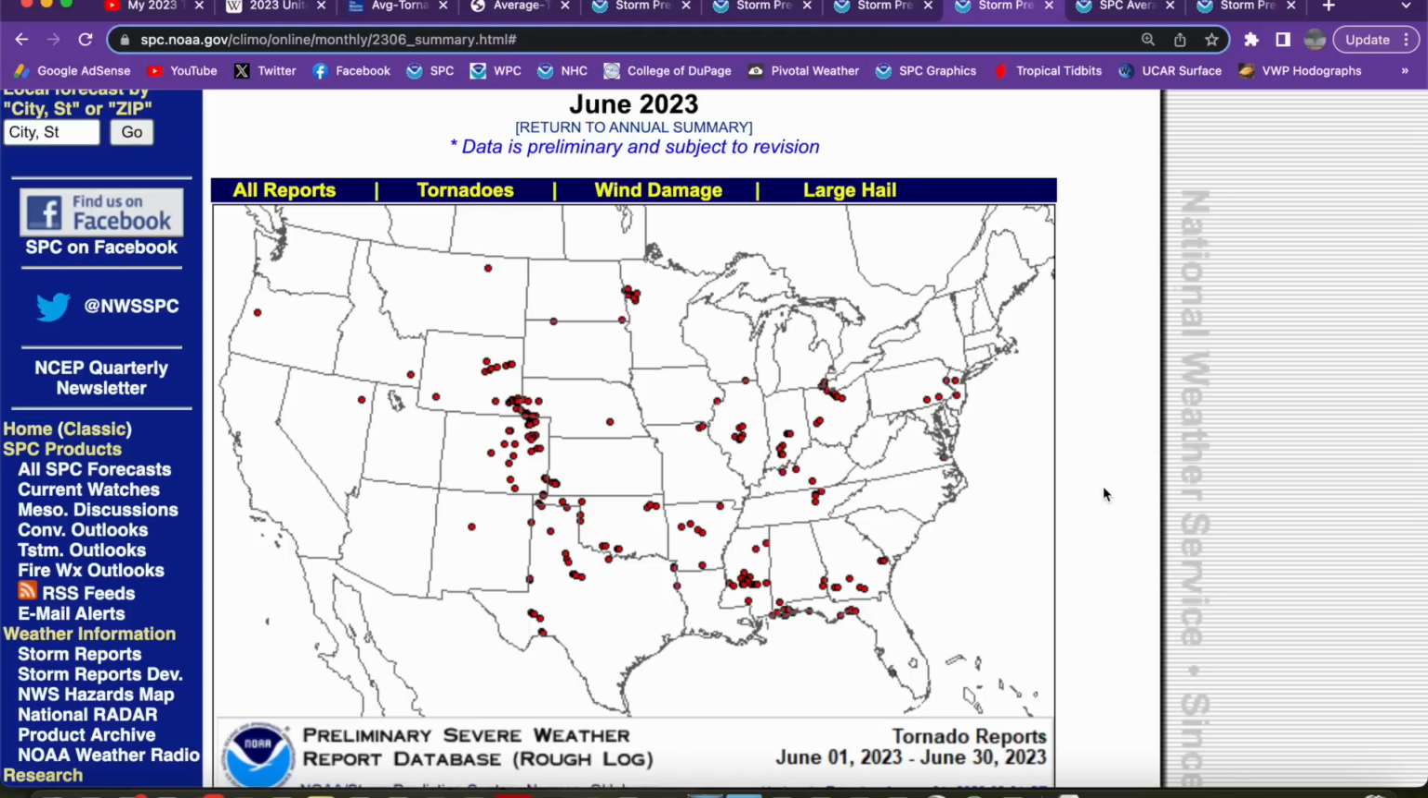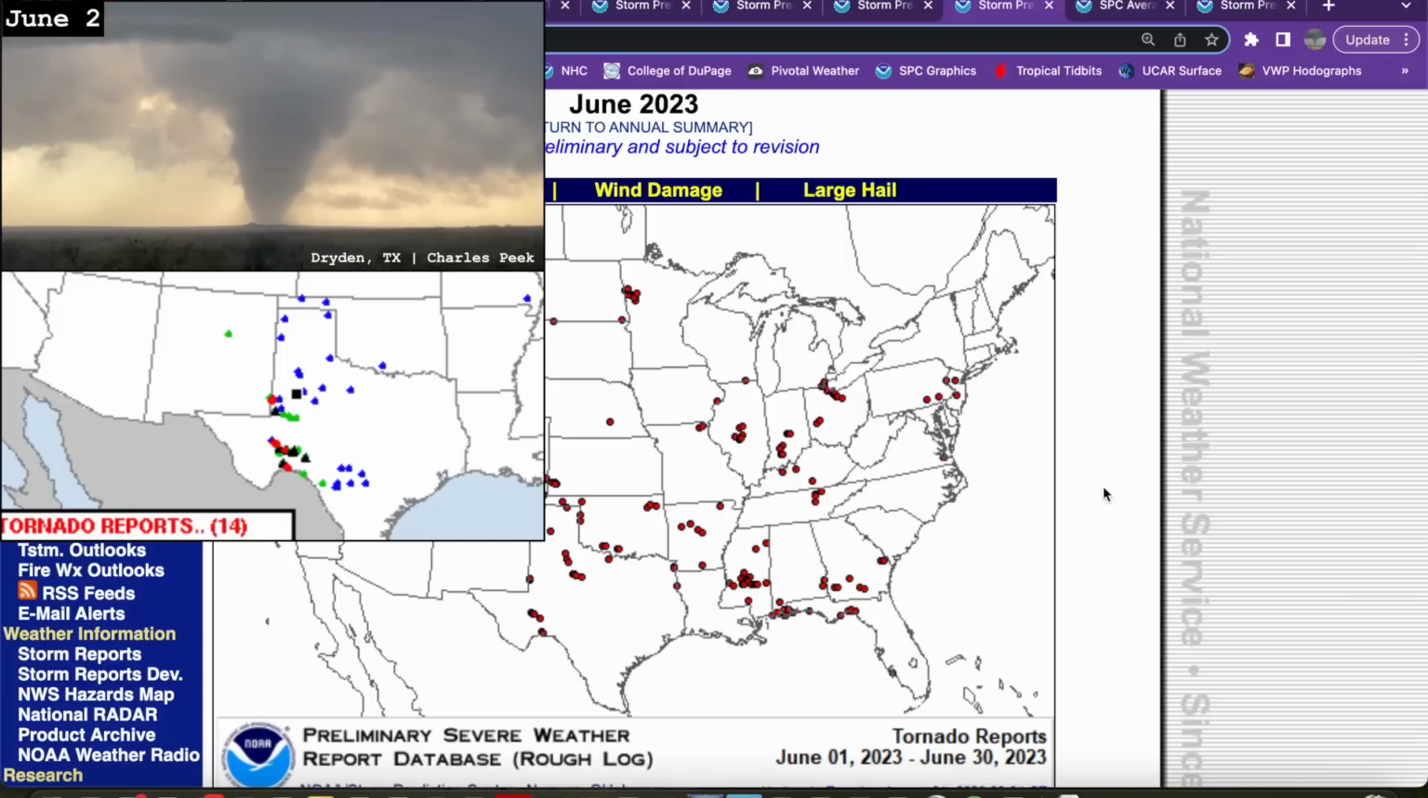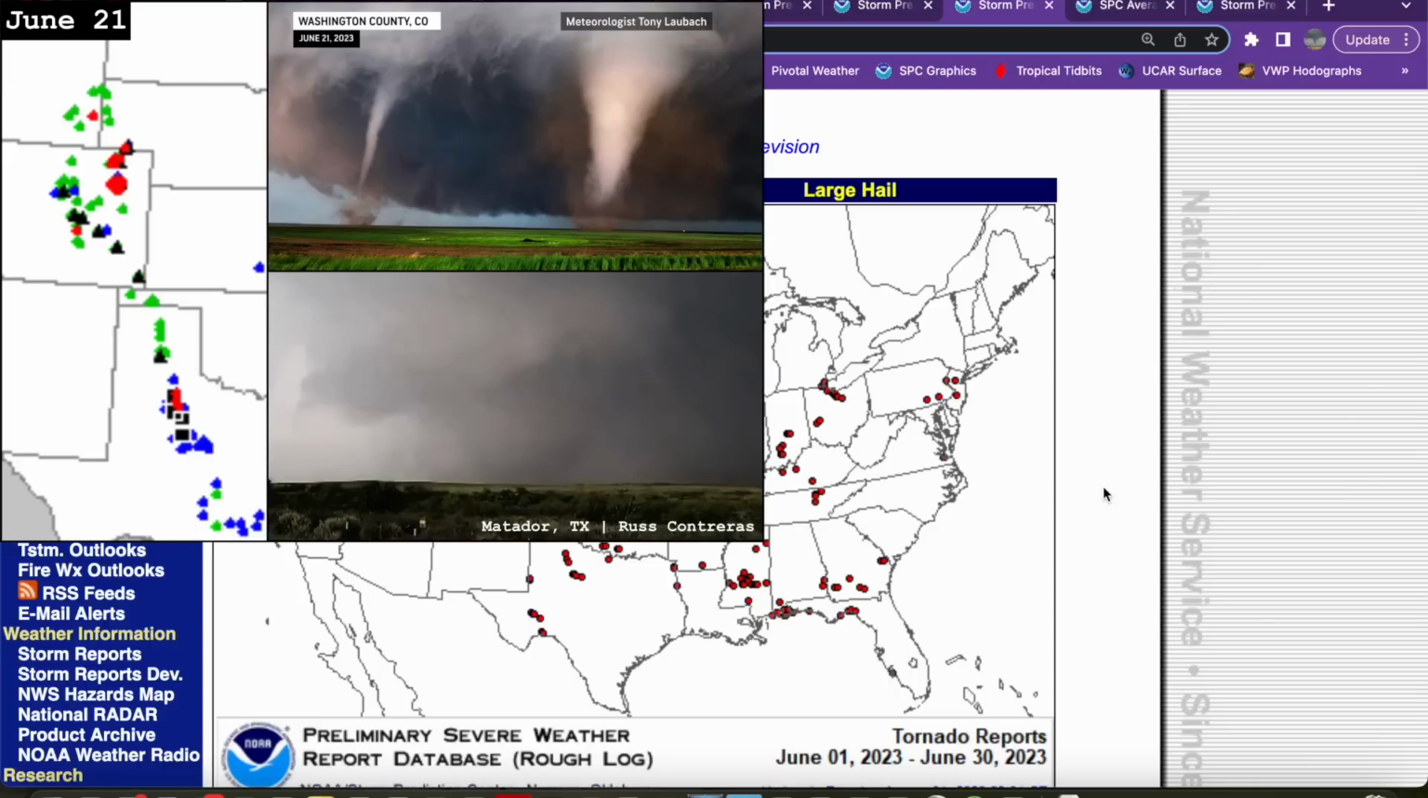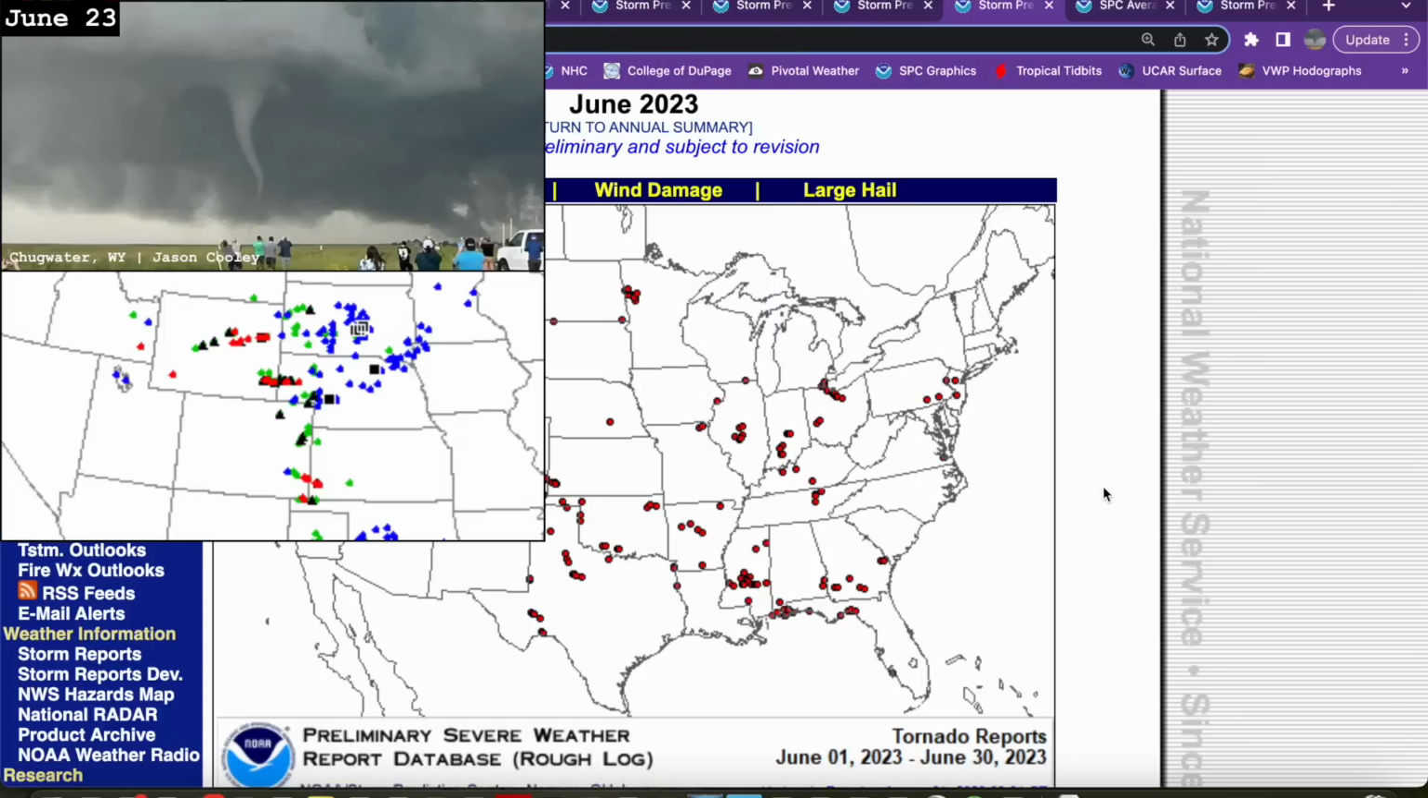That was highlighted by days like June 2nd across southwest Texas, June 15th, which featured the destructive Perryton, Texas tornado in the northeast Texas Panhandle, June 21st, which featured a tornado outbreak in northeast Colorado where one single cyclic supercell produced over 30 tornadoes by itself, as well as down in Texas, a significant tornado struck the town of Matador. And then on June 23rd, where we had a localized outbreak across southeast Wyoming into far western Nebraska.